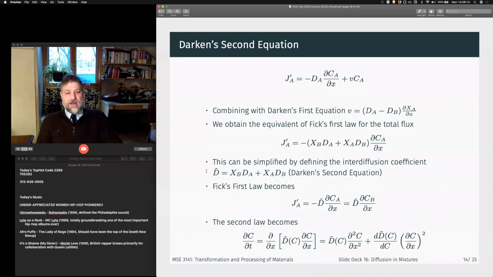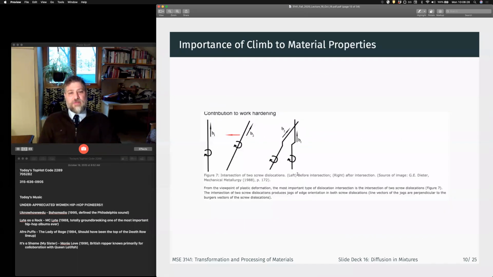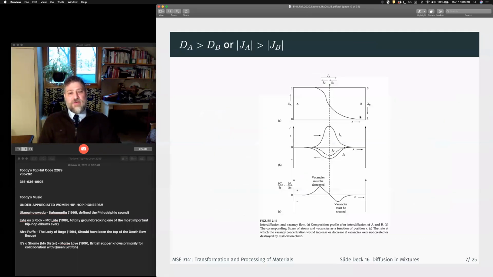So out of everything we do, I just want you to take away the key ideas: when we have interdiffusion and the flux of A and the flux of B aren't balanced, we have a net migration that gives us an asymmetric concentration profile. We have a net flux of vacancies, and we have a net movement of the lattice. Those are the key ideas. That's what I want you to focus on.